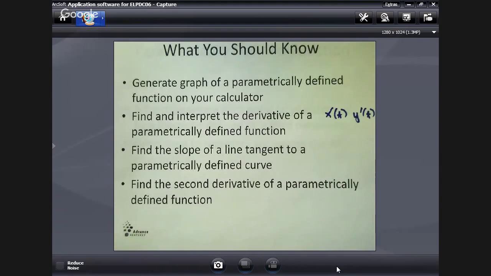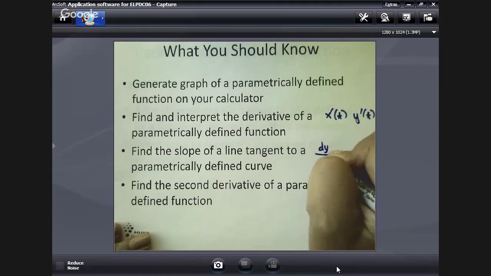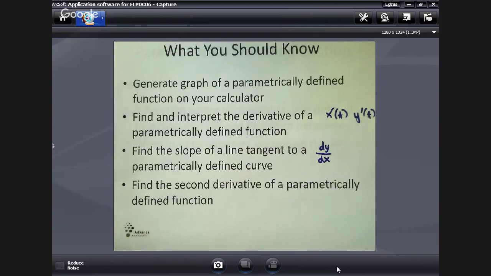You should also know how to find the slope of a tangent line to a parametrically defined curve. In other words, you need to find dy/dx, the same dy/dx you've been finding from before we started using parametrics. And you need to talk about the second derivative of a parametric function, which is going to be a little bit more complicated than we kind of want it to be, but let's talk about that in just a moment.